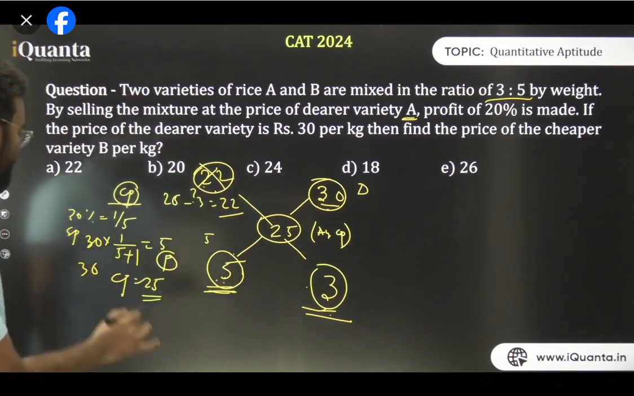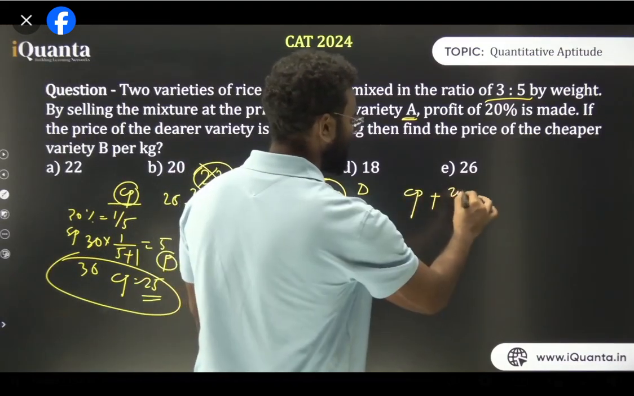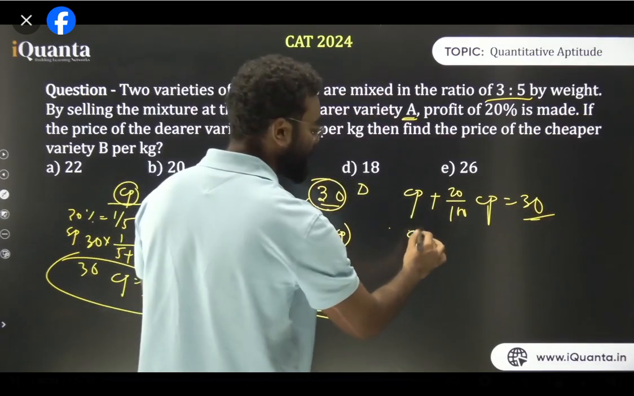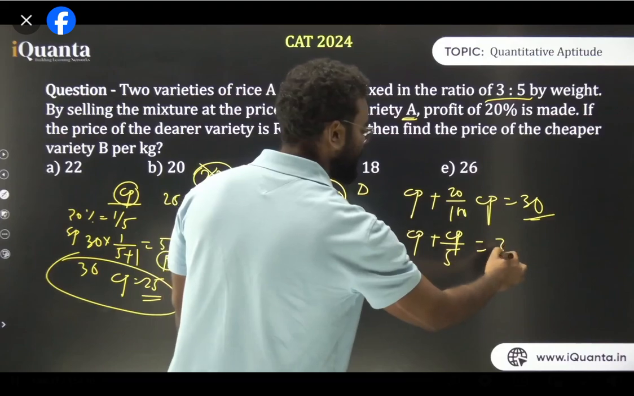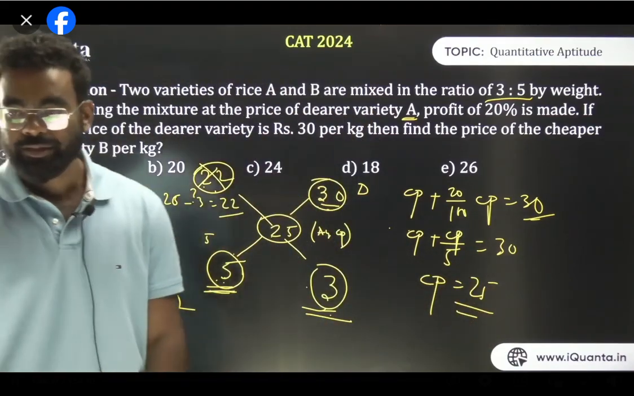Why 25? 25 is coming from here, bro. The CP is 25. Let's say the cost price plus 20 by 100 of cost price is equal to 30, where 30 is the selling price. So if you solve, that is CP plus CP upon 5 is equal to 30. From solving this, you get CP equals 25. So this is the method, and this is a shortcut of solving these things.